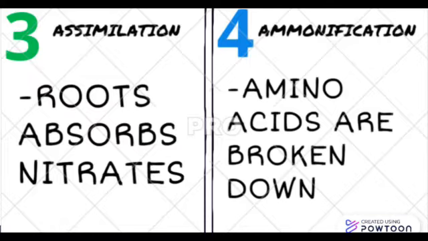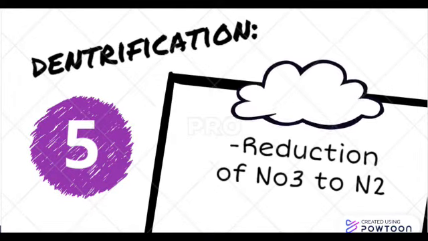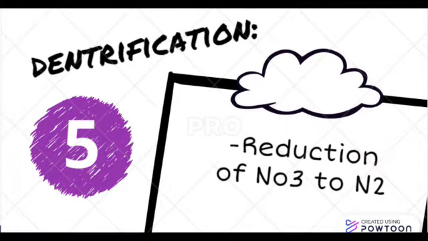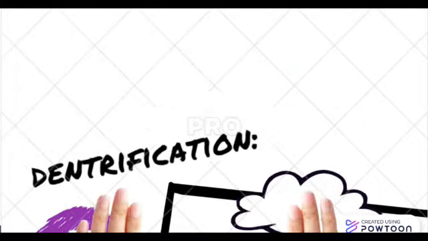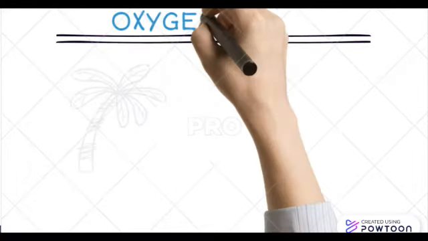In the process of ammonification, the animal's excreta or the fallen leaves are broken down into waste products, known as NH3 or NH4. Last process is denitrification, the reduction of NO3 to N2. Some will be absorbed by plants and some are converted into atmospheric nitrogen by denitrifying bacteria and returned to the atmosphere. So next is the oxygen cycle.